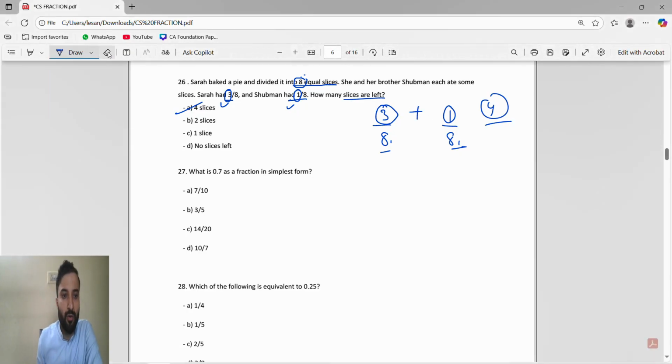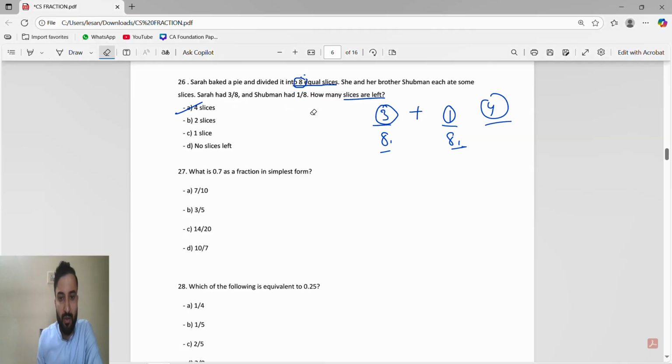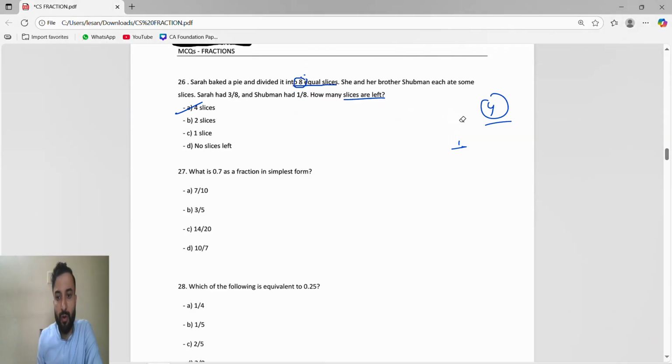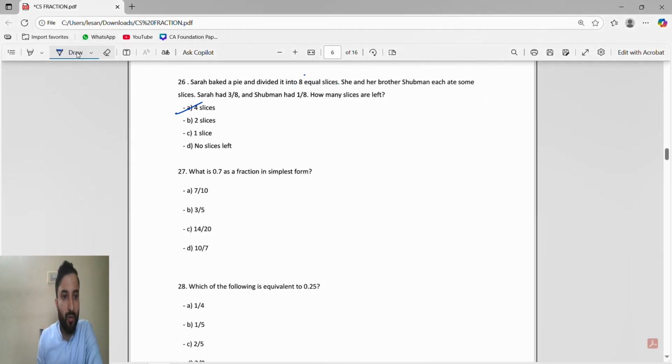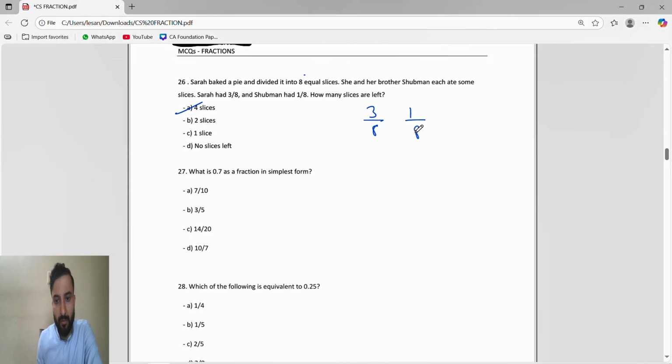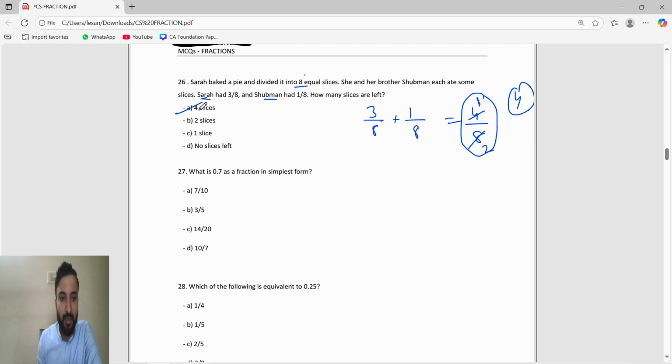Okay, or you can do it like this. 3 plus 1, 4. So the total is 8. Out of 8, they had 4. So 8 minus 4, remaining is 4. Otherwise you can do it like this. 3 by 8 Sarah, 1 by 8 Shubham. When you add, it will become 3 plus 1, 4 by 8. So it will become 1 by 2. So Sarah and Shubham, they ate half. So half of 8 is how much? 4. They ate 4, remaining is 4.